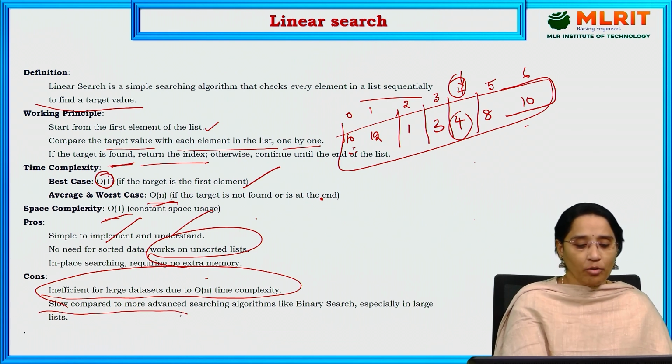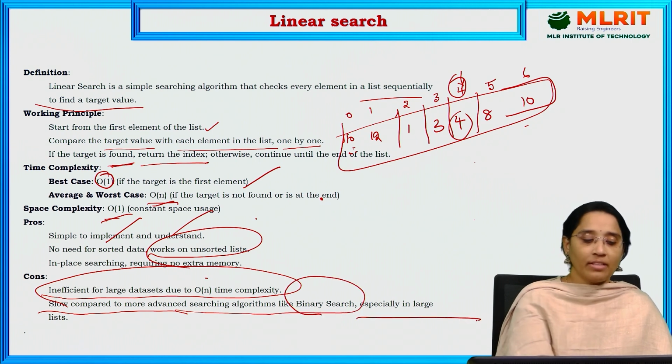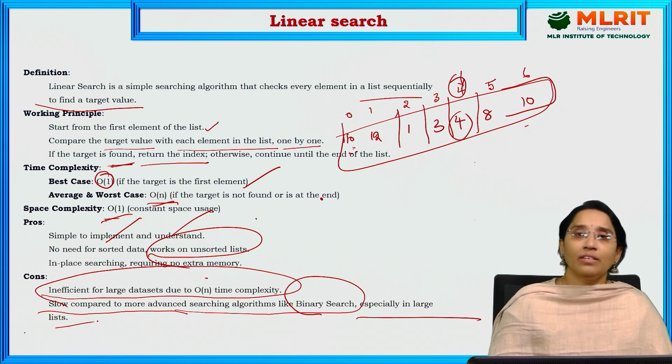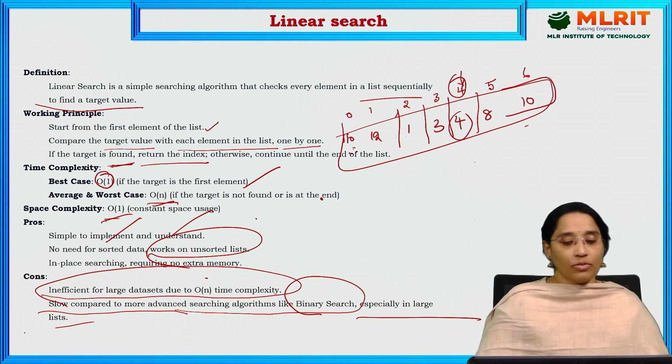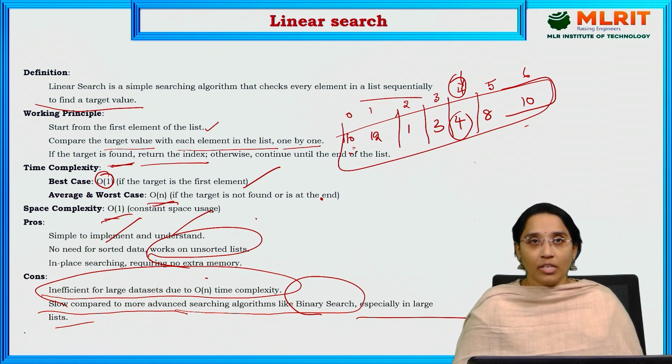It is slow compared to more advanced searching algorithms like binary search, especially in larger lists. This algorithm is very slow because you have to take each and every element in the list to compare. So these are the advantages and disadvantages of linear search.